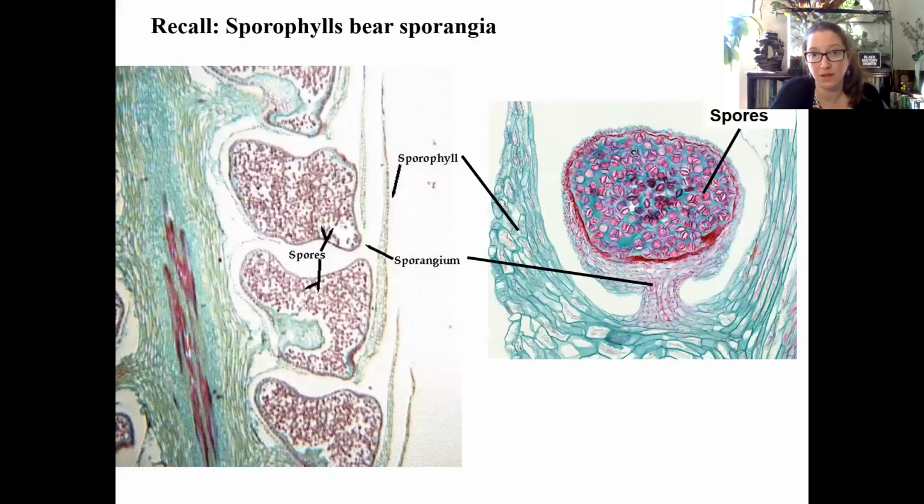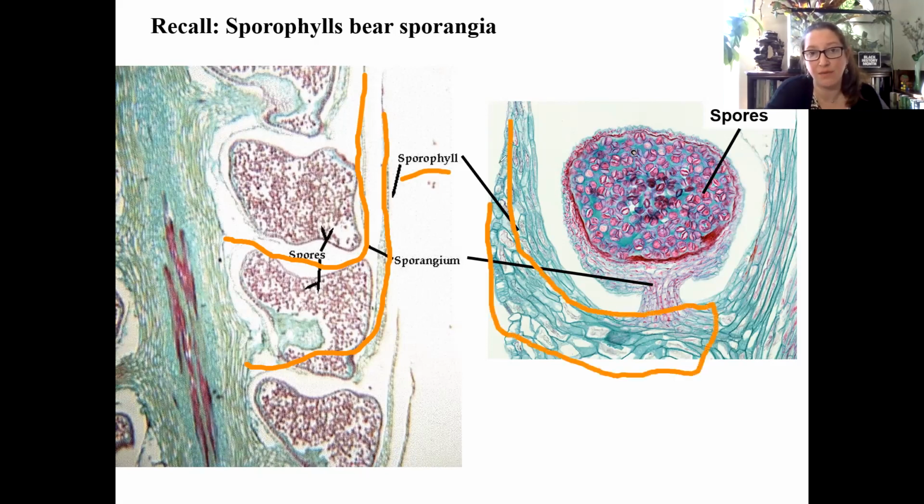A sporophyll. Here is a sporophyll underneath the microscope. You can see on the left it's zoomed in, and on the right it's even more zoomed in. Here is the sporophyll attached. There's another one attached to the strobilus. If we were to do a close up of one of these, here you go again. This is just one sporophyll, a leaf that bears a sporangium. Here's the sporangium. Look at all the spores inside.